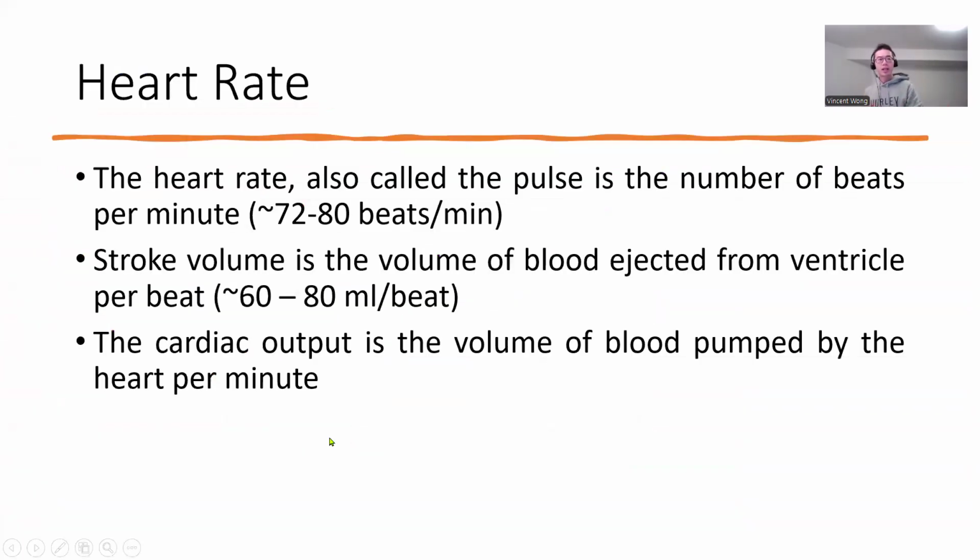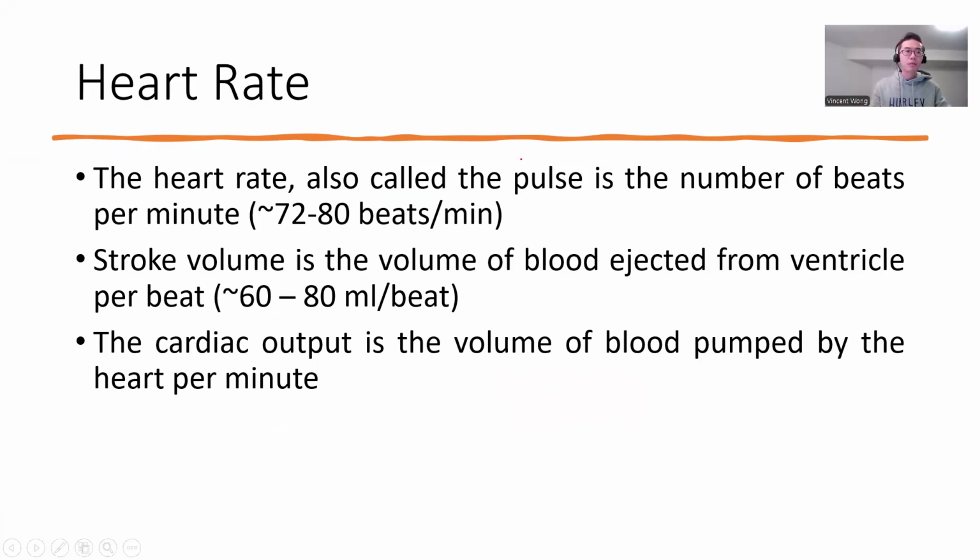Next thing we're going to talk about is heart rate. Heart rate is also called the pulse, which is the number of beats per minute. It depends on the person and how physically fit they are. The resting heart rate is going to be quite different for different people, but generally speaking, anything between 70 to 80 is a reasonable heart rate.